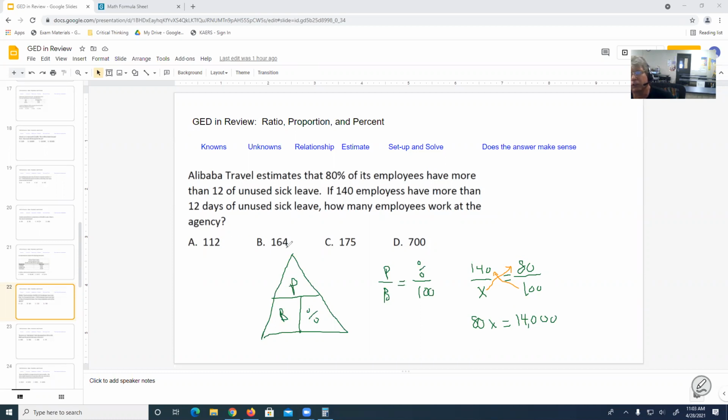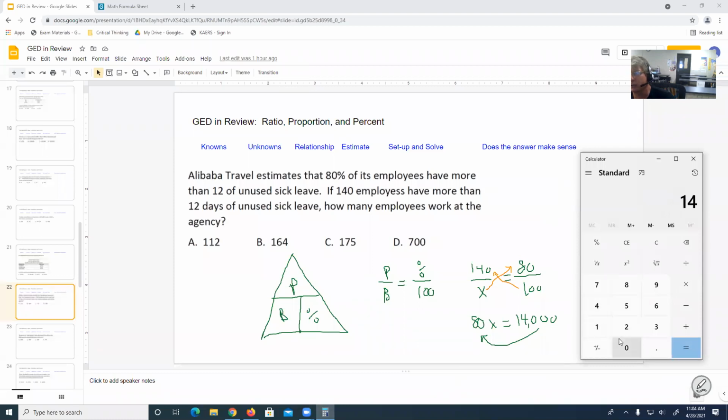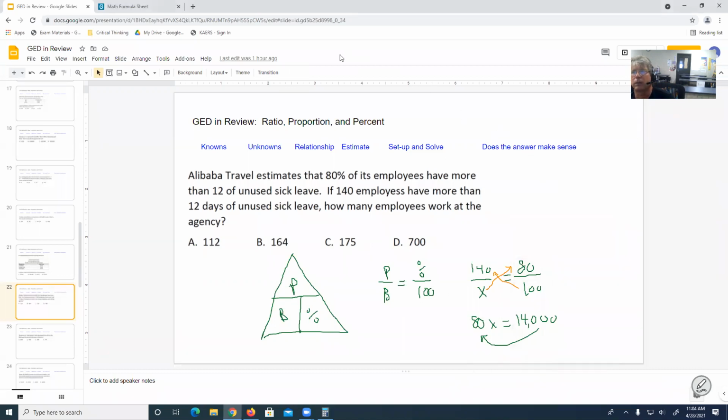This is where you could actually start using these numbers in here to do that. Or you also can just kind of go backwards and use division. So I'm going to just use division. So 14,000, I should say. Make sure you just got enough zeros there. Divided by 80. That's going to give me then 175 employees. So that's going to lead me then to C, 175.